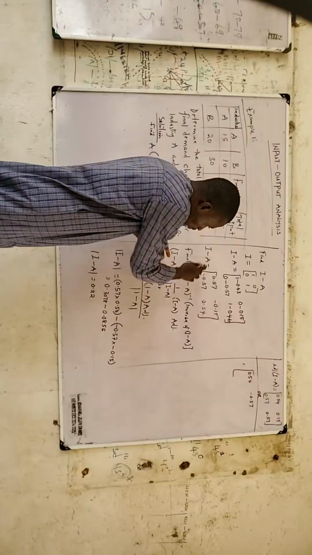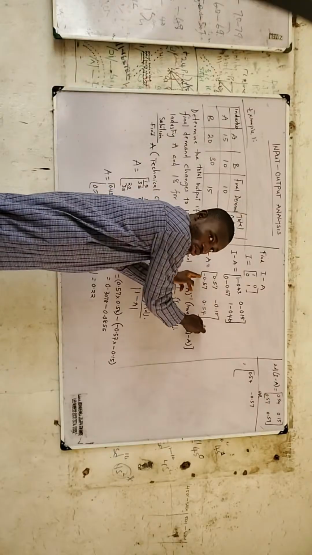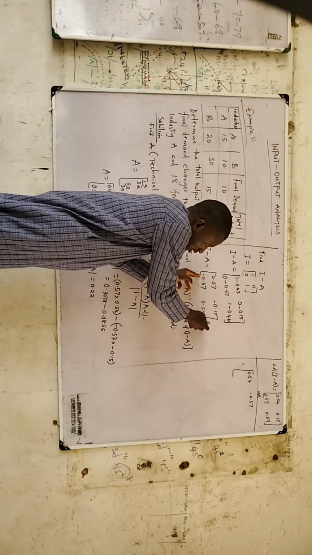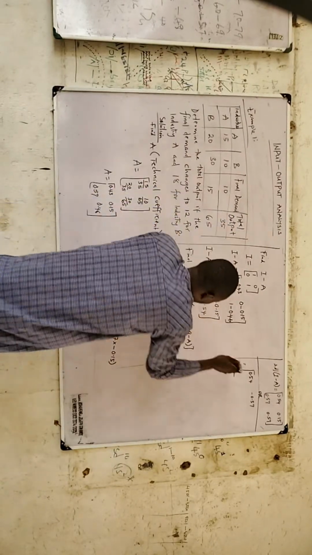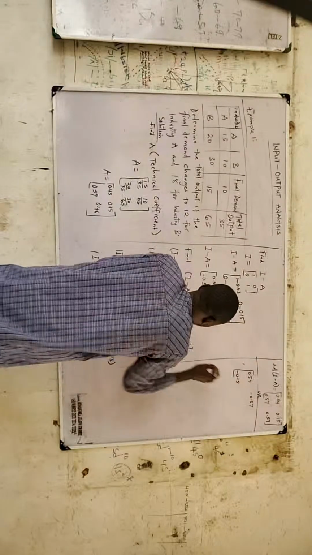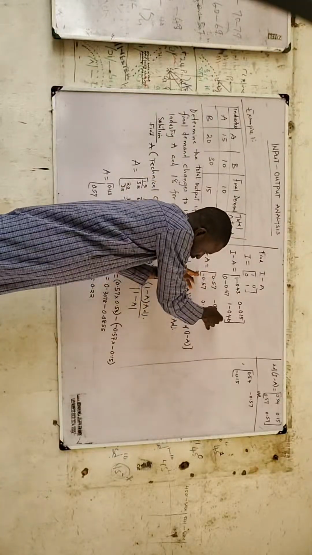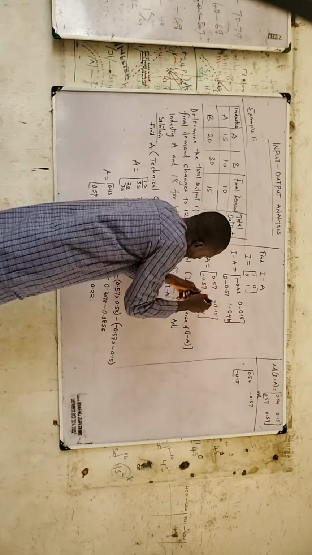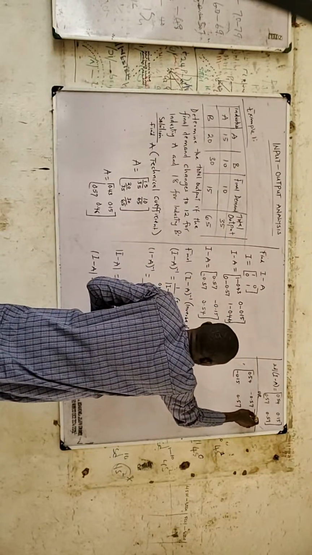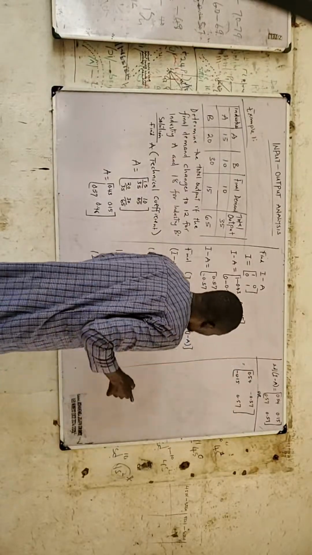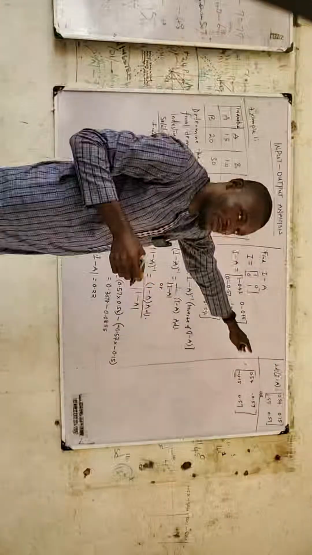Now, you come to row 2. You cancel the first column. You cancel row 2. What is remaining? Minus 0.15. And the intersection is here. You bring it here. Minus 0.15. You cancel this row. You cancel this column. What is remaining? 0.57. Now, there is cofactor now. Yes, these are the cofactors.